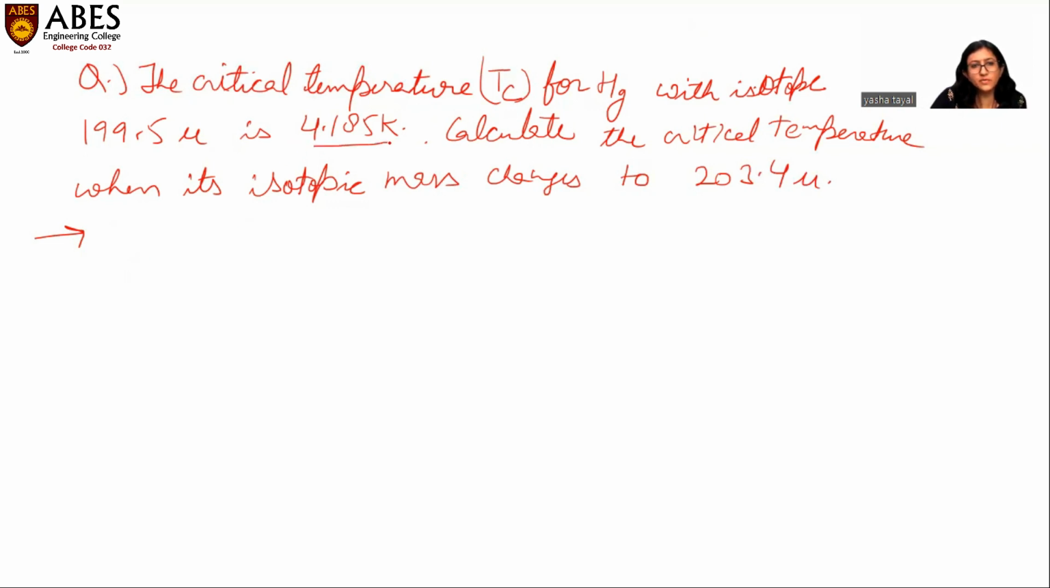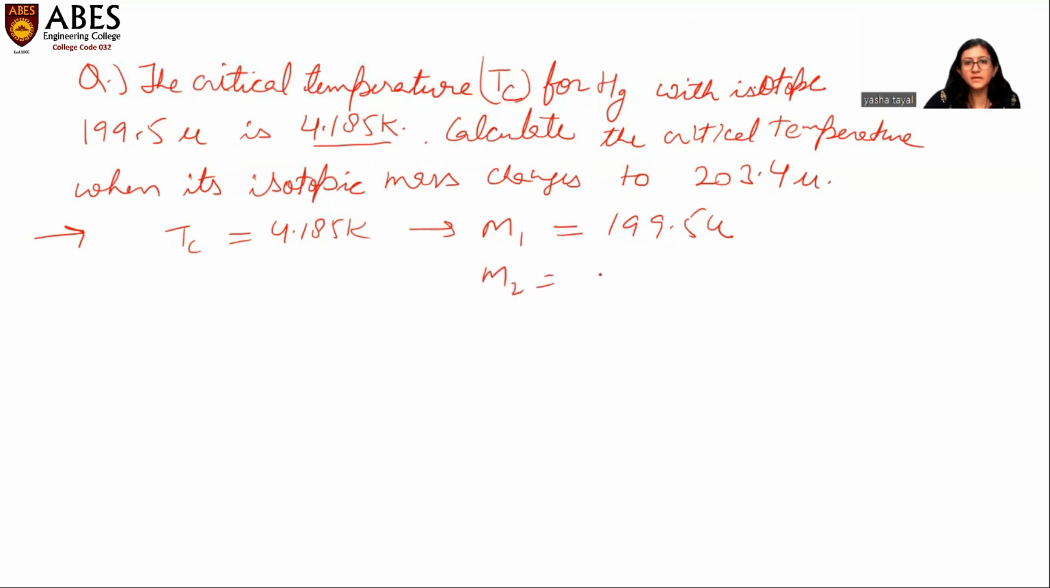for mercury, which has an isotopic mass of 199.5 units. Now they're saying that we have an element which has two types of mercury. The other mercury has mass 203.4 units. So now, what will the critical temperature be for this type of mercury?